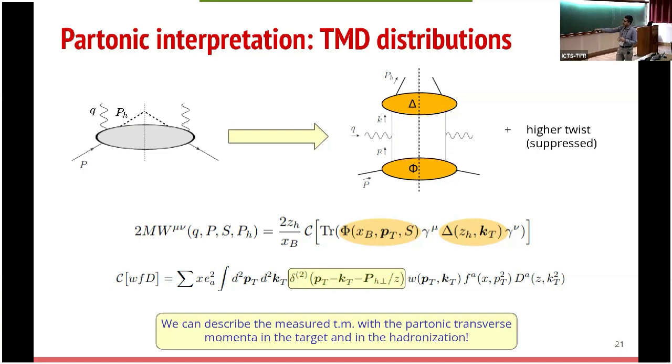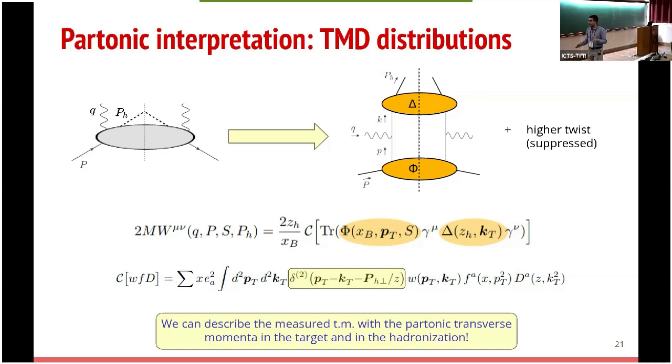The convolution contains an object F, which is one of the TMD parton distribution functions for the target. And this function here depends on the transverse momentum of the quark inside of the target. And the D is one of the fragmentation functions. So those functions that tell you what's the probability that the quark with momentum K fragments into a specific hadron, like a pion with momentum pH. And that function is a function of the transverse momentum of the quark going into the final state.